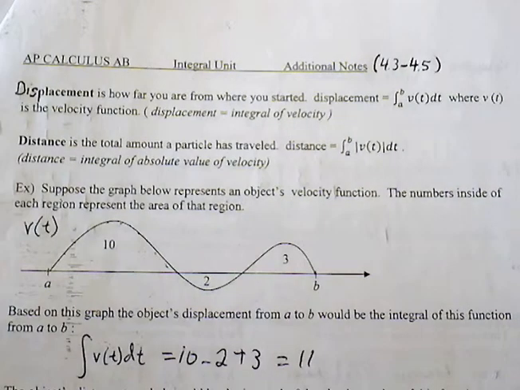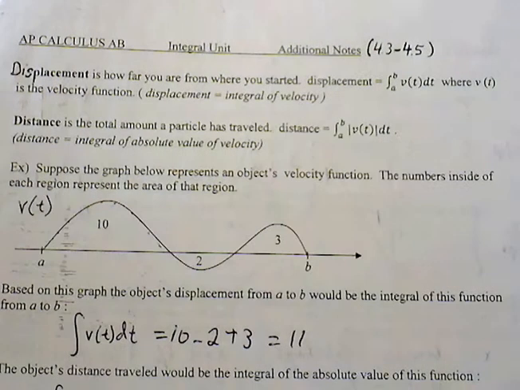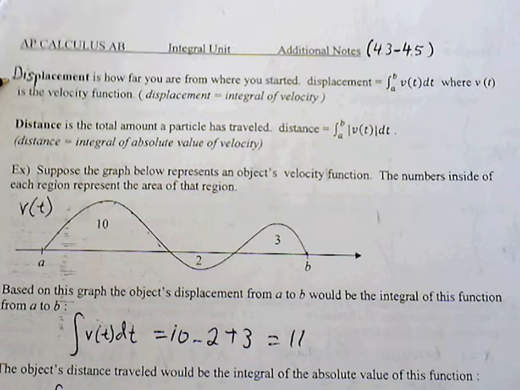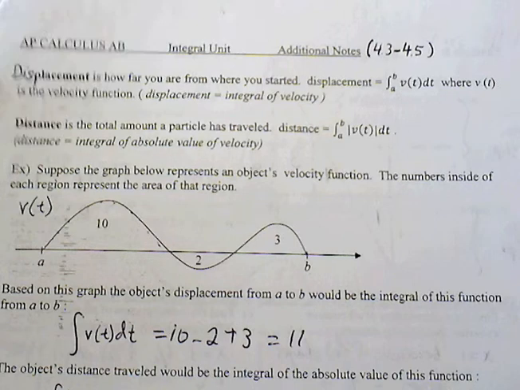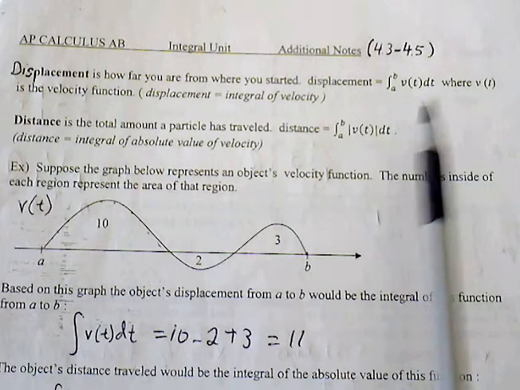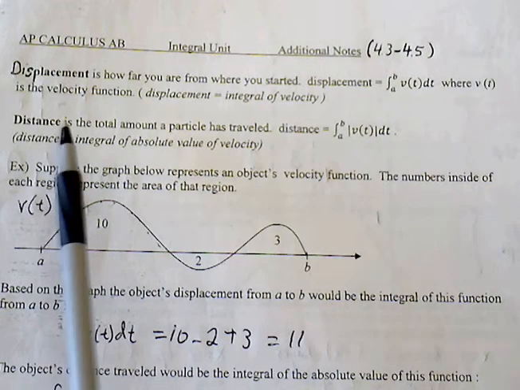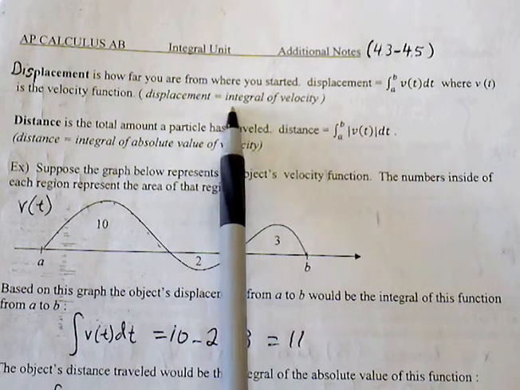Alright, so these are additional notes for sections 4.3 to 4.5. In terms of PVA, position, velocity, acceleration: displacement is how far you are from where you started. Displacement is simply the definite integral of v(t) from a to b, where v(t) is the velocity function. So displacement is simply the integral of velocity.